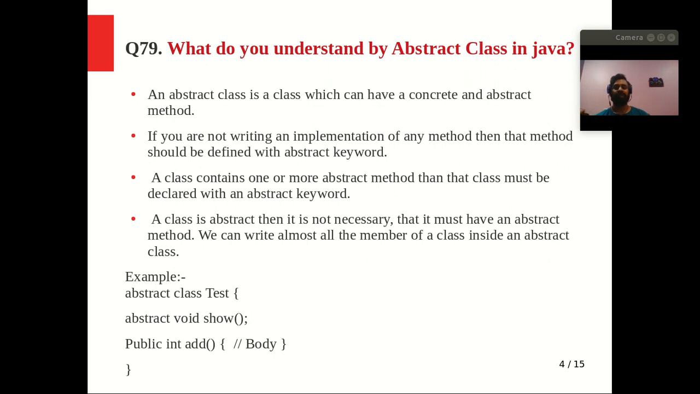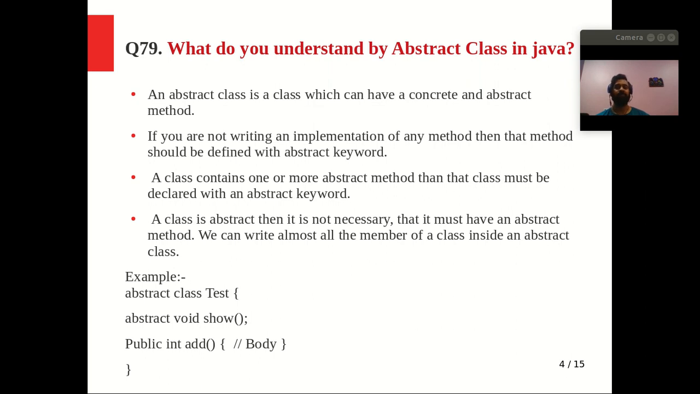Now the other point is that if a class is abstract, it is not necessary that it must have an abstract method. If a class is abstract, it is also not required that it must have an abstract method. An abstract class can have concrete methods only. It is not a compulsory rule that if I mark any class with the abstract keyword, then that class must have an abstract method in it.